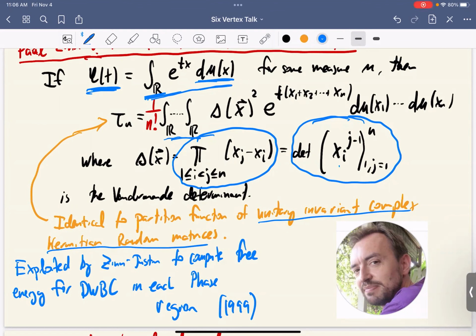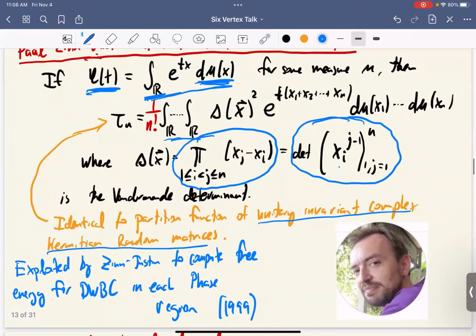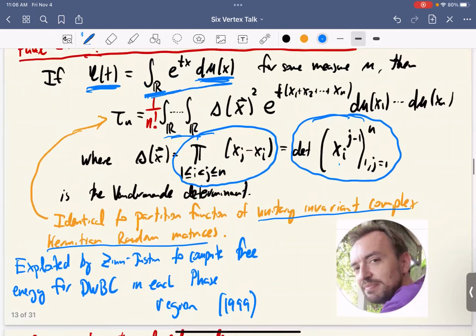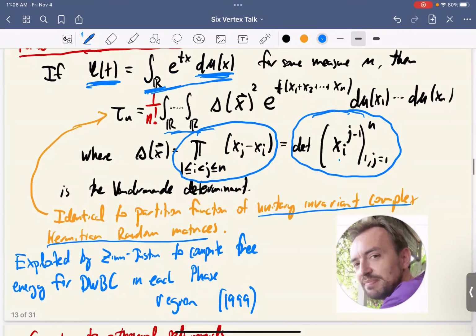For this to be true, do you need to know what mu is? Yeah, so you have to figure out what mu is, and he did that. It's different in each of the phase regions, so it's a different computation in the three different phase regions. Yeah, so he did that. It's not completely rigorous what he did.